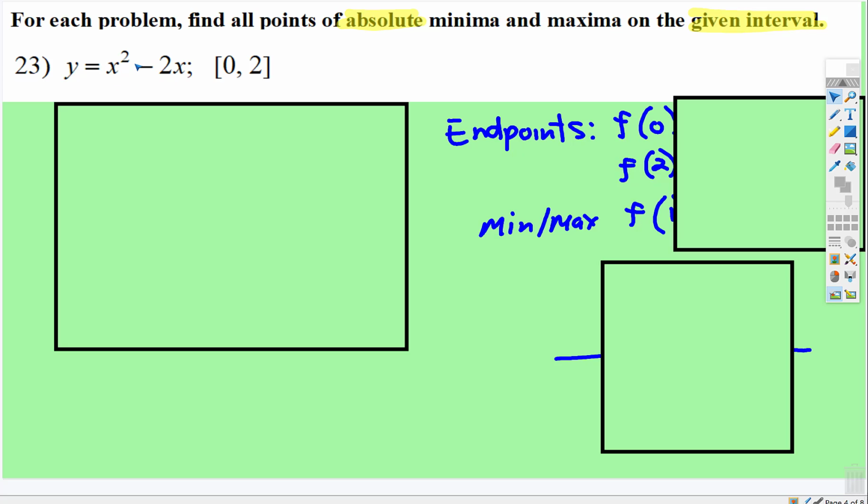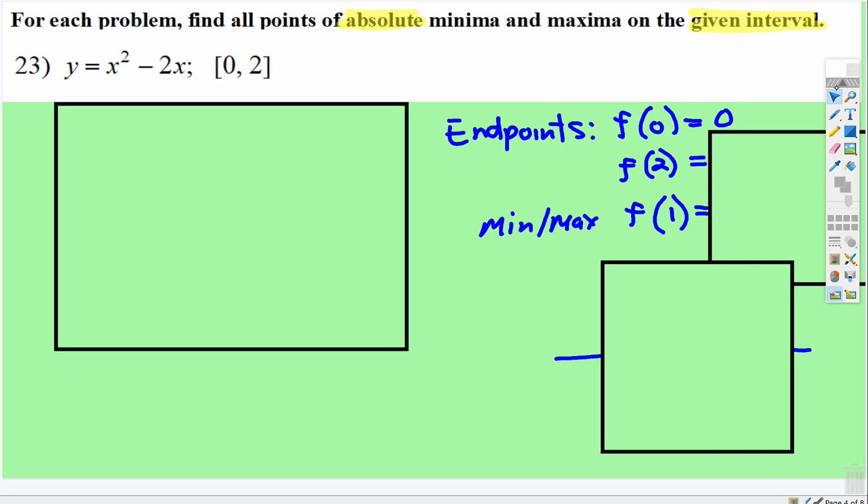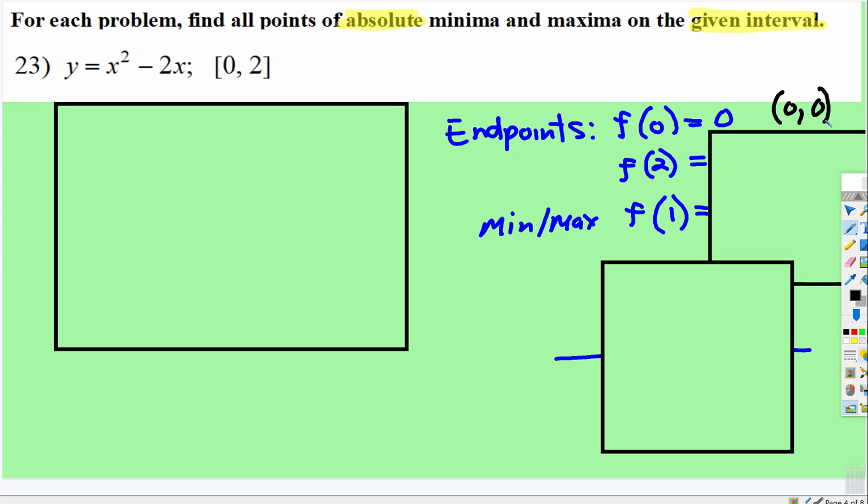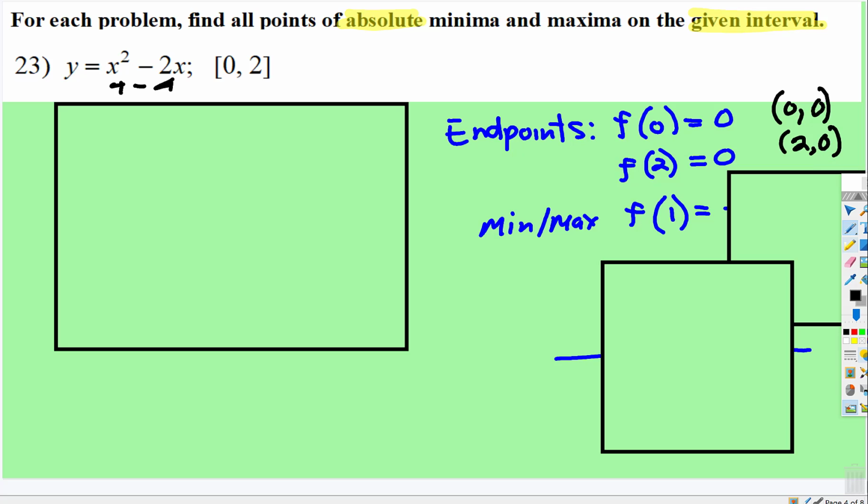0 squared is 0, 0 subtract 0 is 0. So f of 0 is equal to 0. There's that point right there. And if we plug 2 into here, 2 squared is 4, subtract 2 times 2 is 4. So when we plug 2 in there, we get 2, 0.